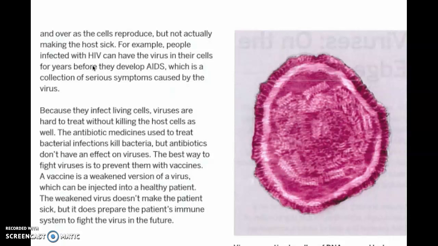It's very unlikely that kids are getting the virus, and it's also very unlikely that kids have the virus attacking their cells very fast. So we're noticing this and we're doing studies on it. For example, people infected with HIV can have the virus in their cells for years before they develop AIDS, which is a collection of serious symptoms caused by the virus.